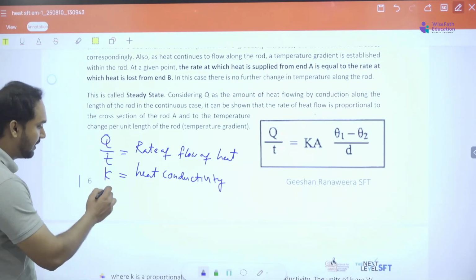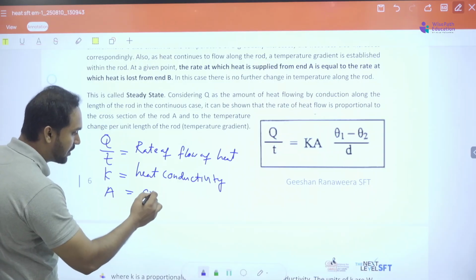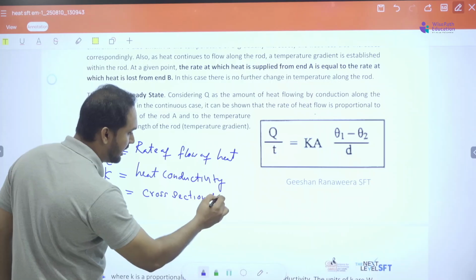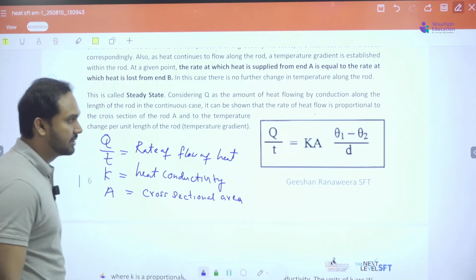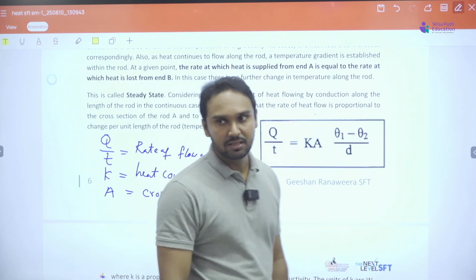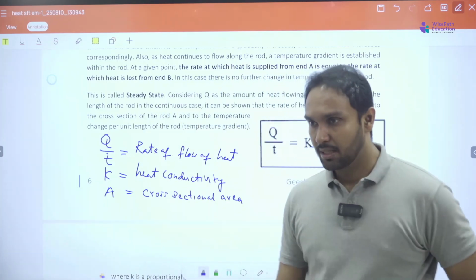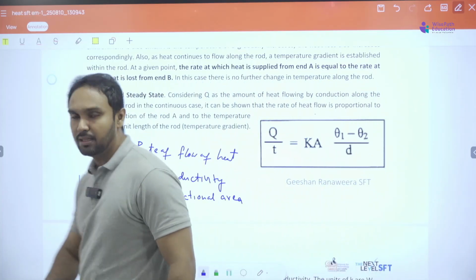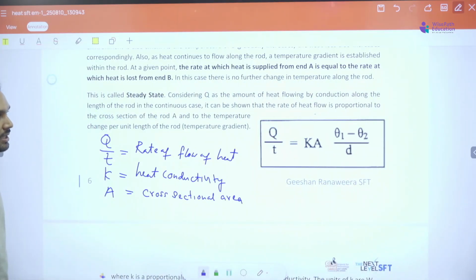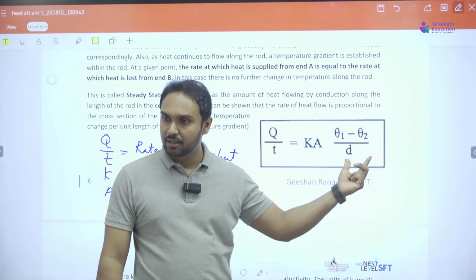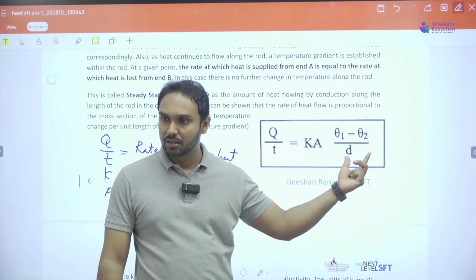And A is cross-sectional area, right? A is cross-sectional area, and theta 1 minus theta 2 is the temperature difference, and d is the length, right? And in some cases you can take the temperature difference over length as 1 unit, and you call it what?